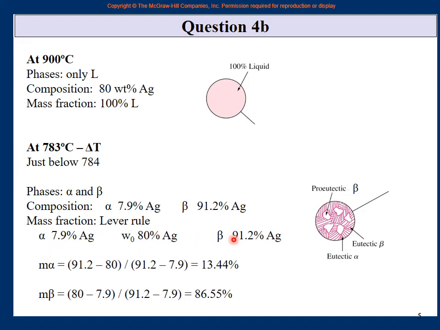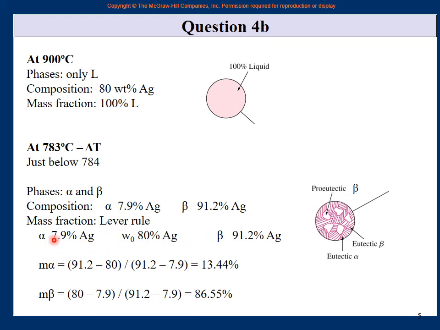This is a line in which W naught, the middle, is 80% silver, left is alpha 7.9% silver, right is beta 91.2% silver. So from the lever rule, if you want to find mass fraction of alpha, remember, if this is the tie line, we have told you many times in the lever rule, for mass fraction of alpha, you go to the other side, you go to this side. And for the mass fraction of beta, you go to the other side. So this is important.